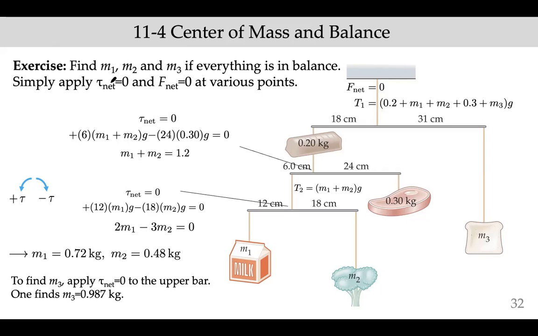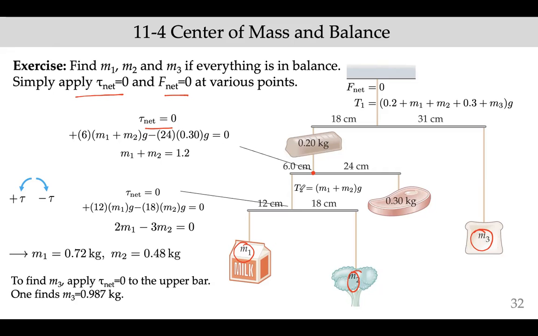So here there are 3 unknowns. Find M1, M2, and M3, where M1 is the broccoli, M2 is the meat, and M3 is the slice of bread. So how do you find it? Well, simply apply net torque is 0 and net force is 0 at various points. So let's start with this point. We're going to apply net torque equals 0, and we're going to choose this point as our axis of rotation. So we will calculate the torque with respect to that point.